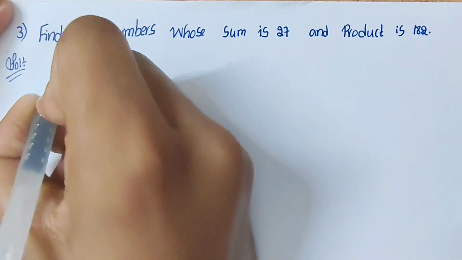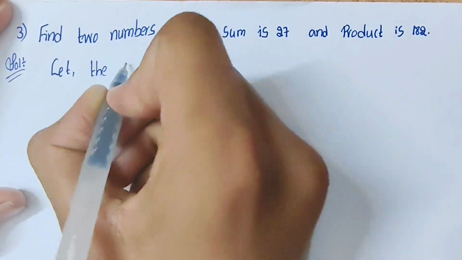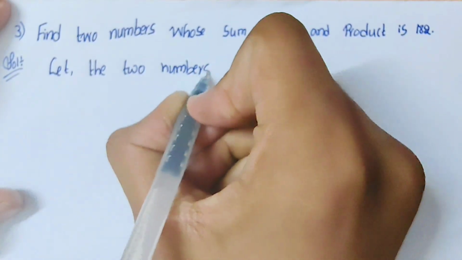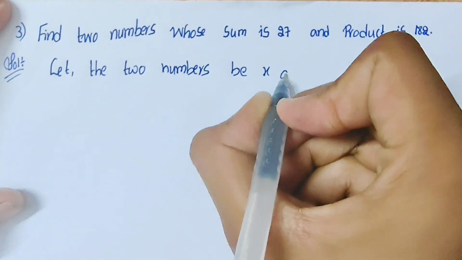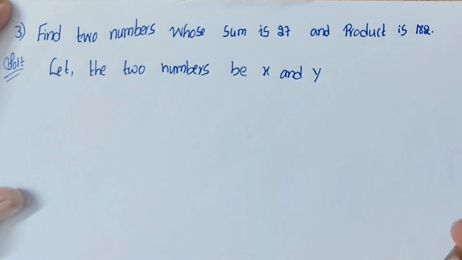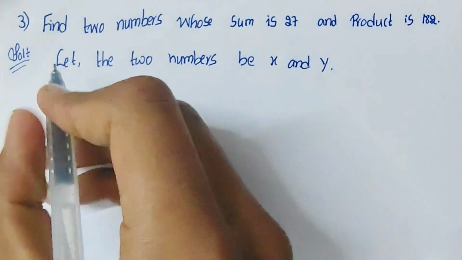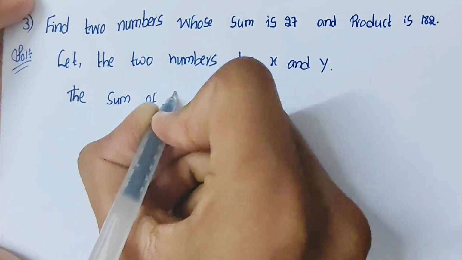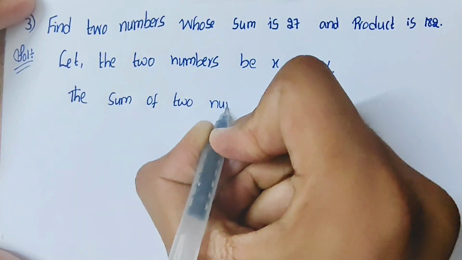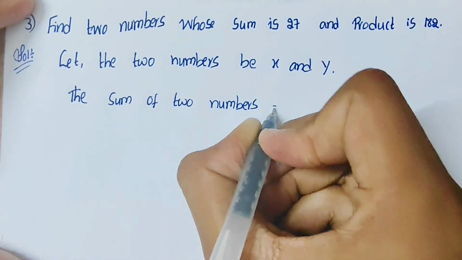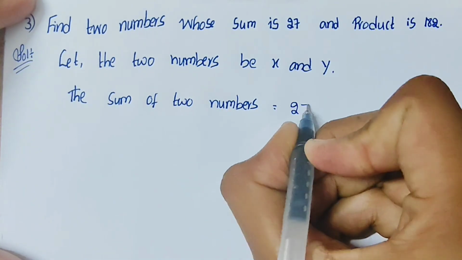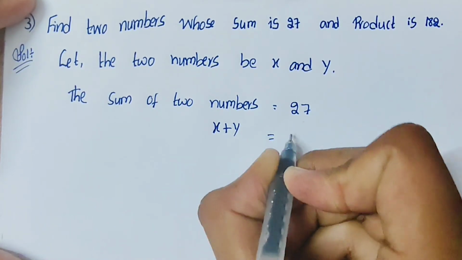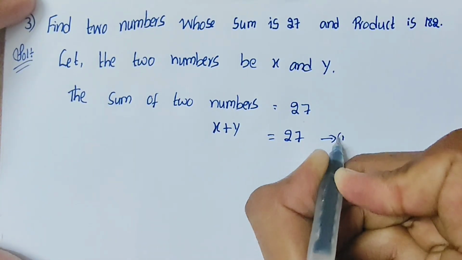So let the two numbers be x and y. I am taking the two numbers as x and y. Here the sum of the two numbers is 27. So x plus y equals 27. I am regarding it as equation 1.